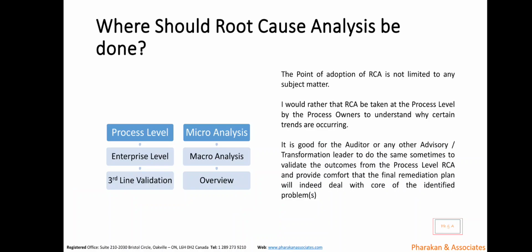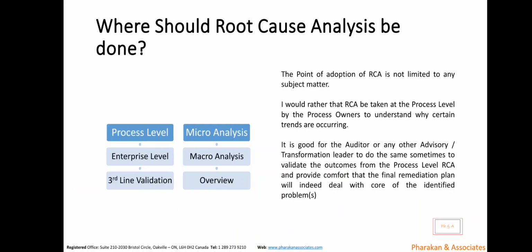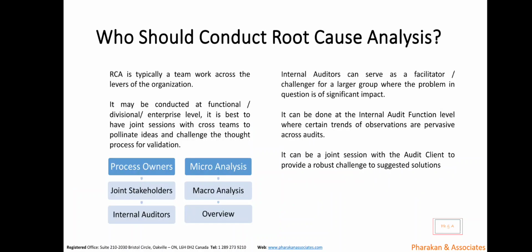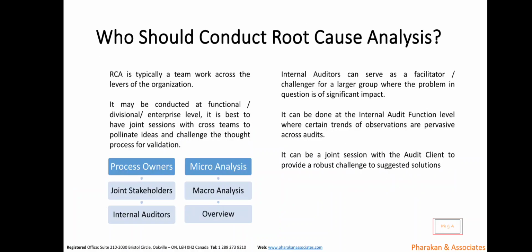And then once that is done, who should conduct it? Who should be responsible to conduct root cause analysis? So like I said, if we're looking at the process level, then it should be the process owner. If we're looking at the enterprise level, then it should be the joint stakeholders. If we're looking at the third line validation level, then that's where internal auditors come in. So different people should be involved at different times, depending on the purpose and objective of that root cause analysis.